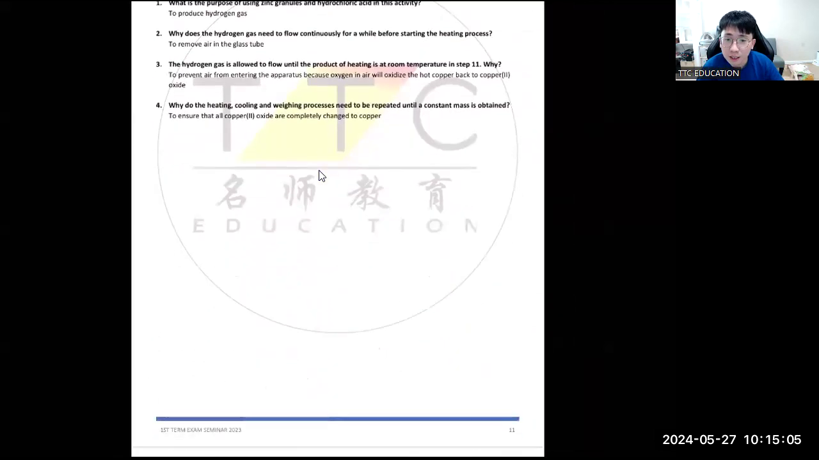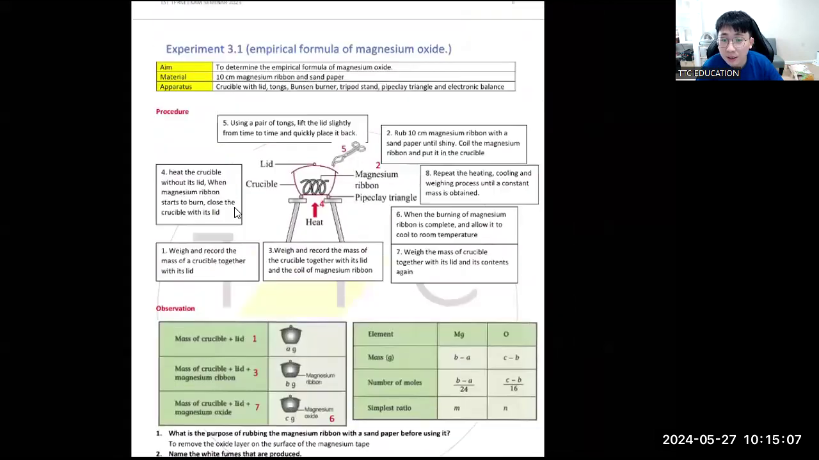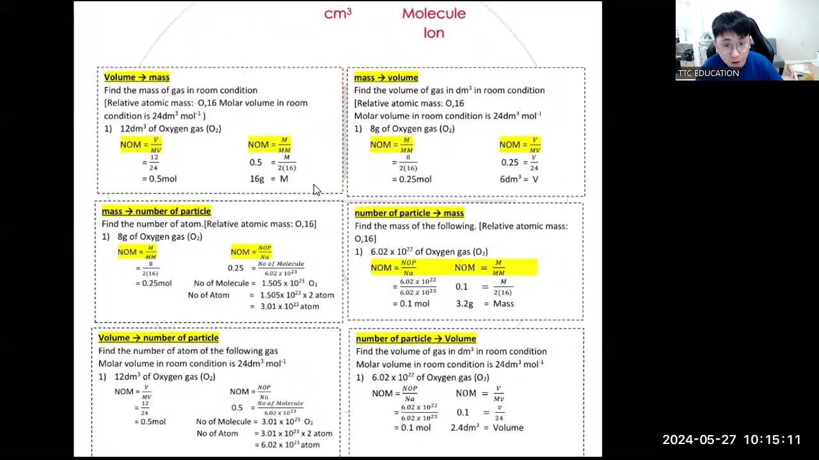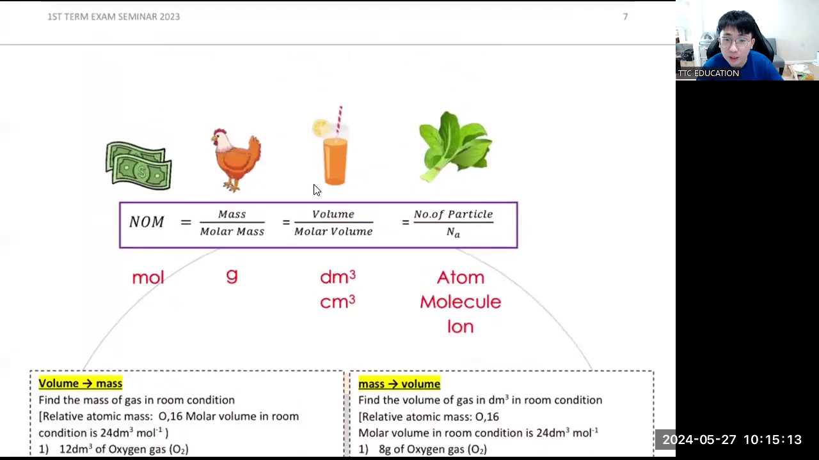Then we have other types of questions. Most importantly, we also have stoichiometric calculation, where we play along with formulas like mass over molar mass, volume over molar volume.